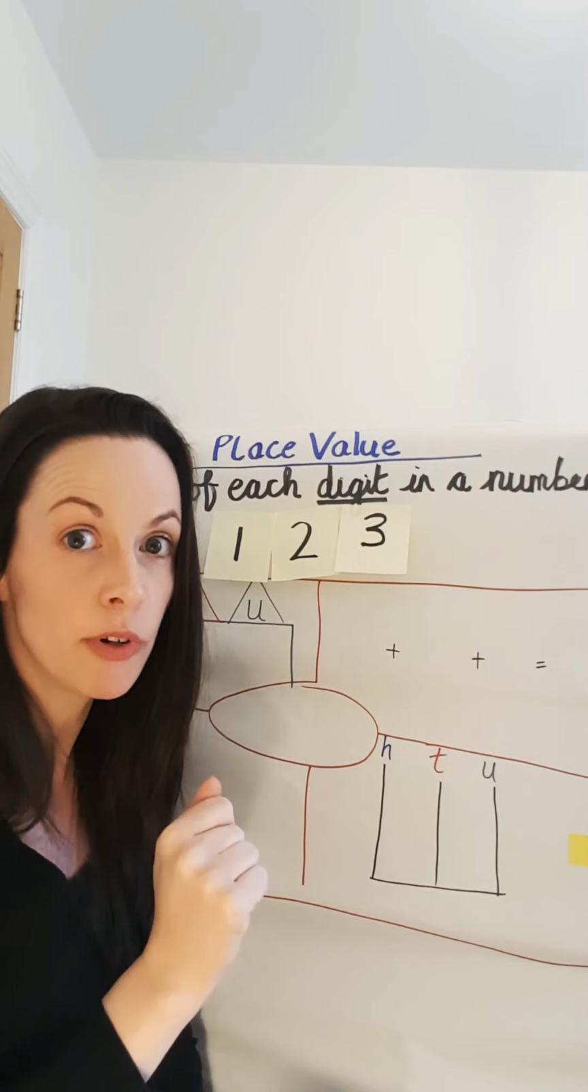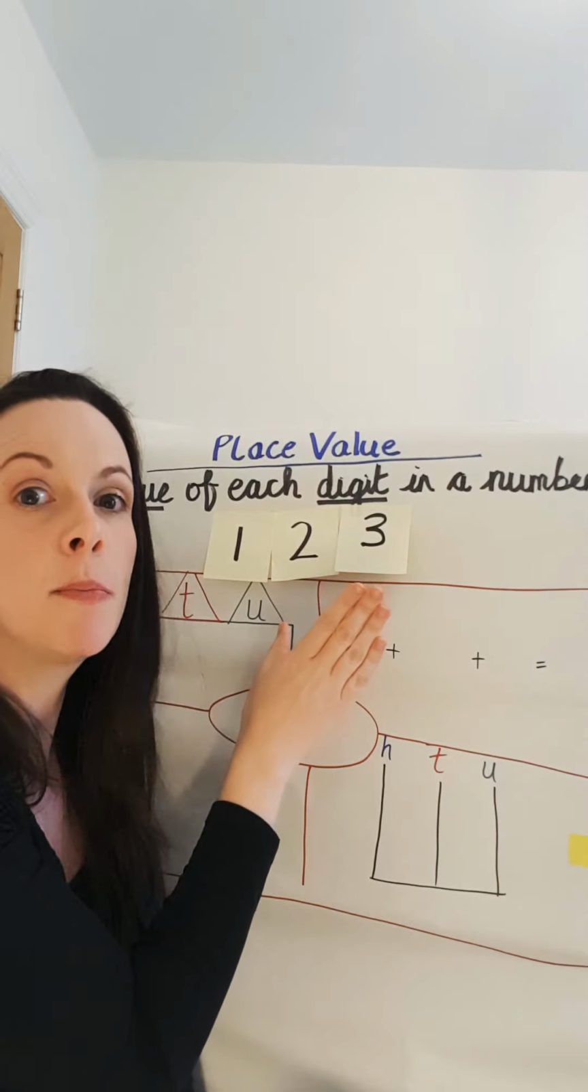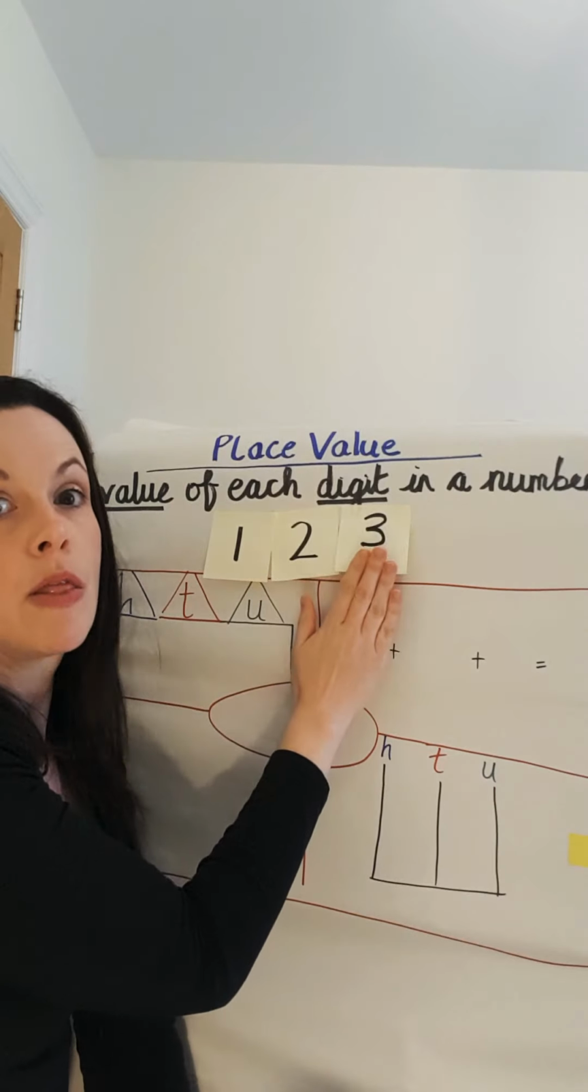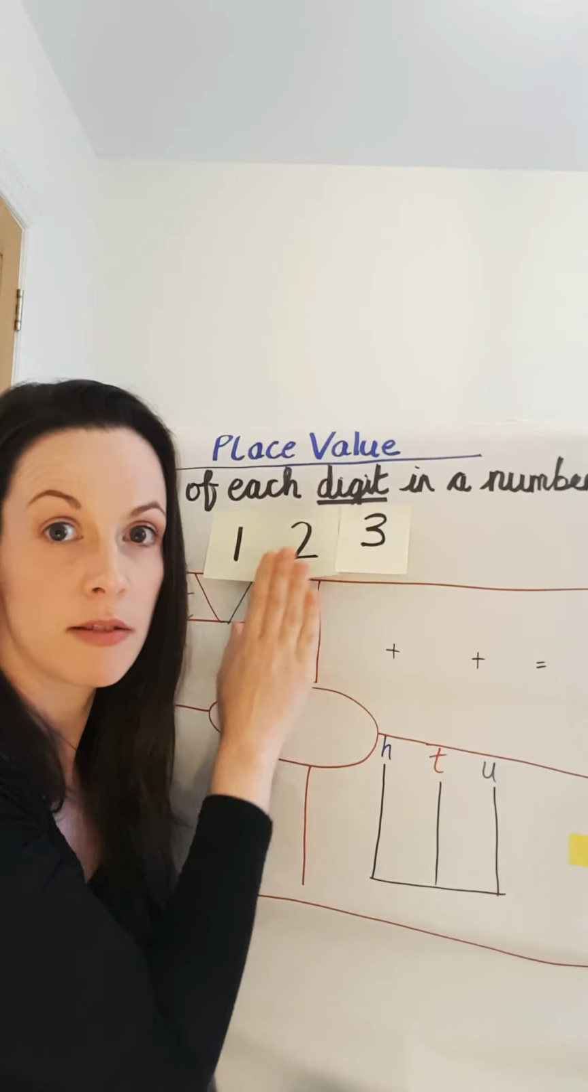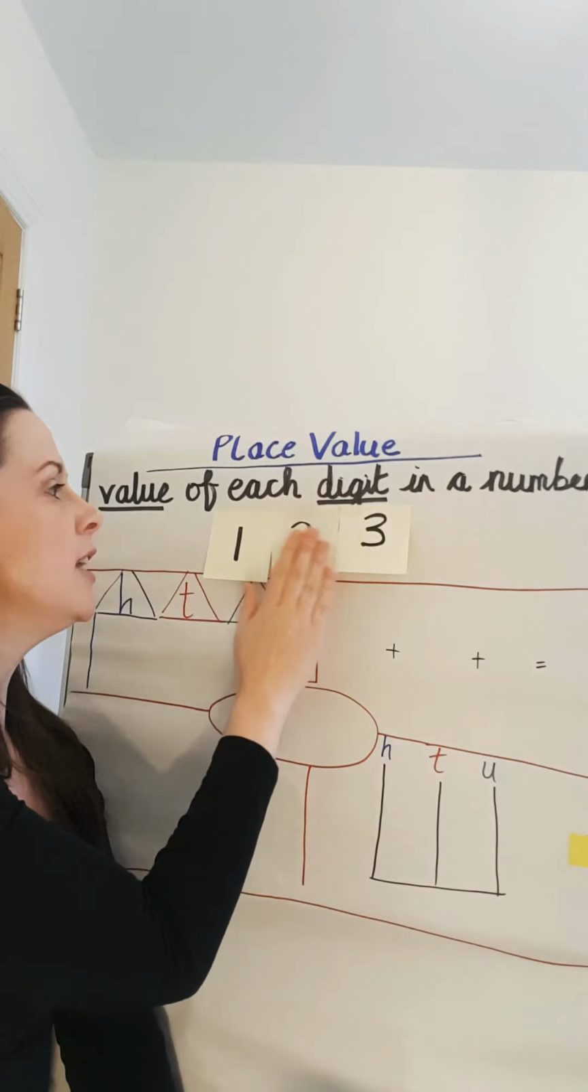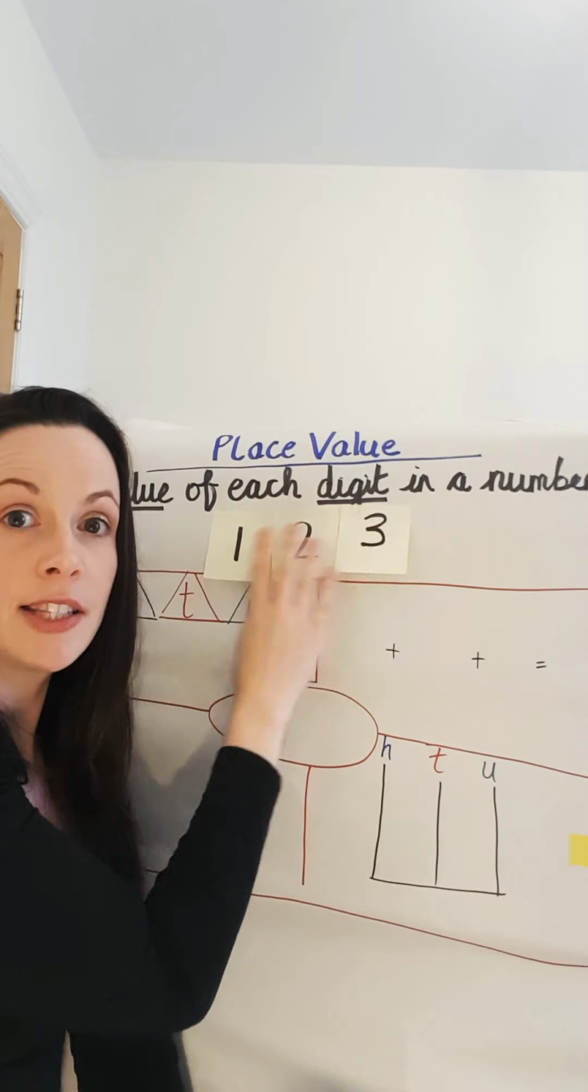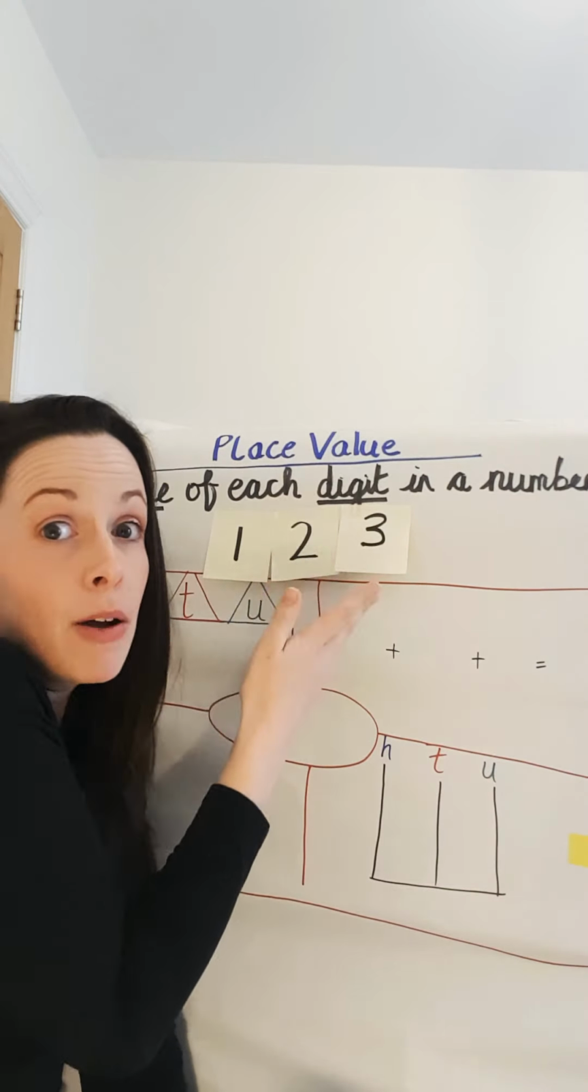I can change them around, but right now I've put them in the places 3 units, 2 tens, 100. I've put them in those places, okay? So each digit now has a different amount, value. So because I put this 3 here, we know that it's 3 units.